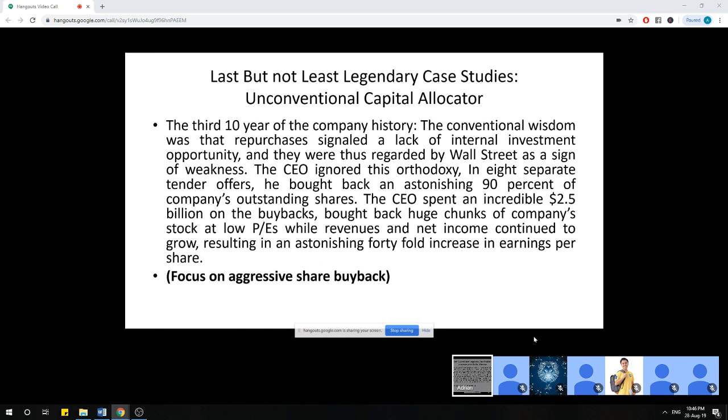So because the CEO knew his P/B ratio was low, he spent 2.5 billion over the next 10 years, keeping on with aggressive share buyback. At the end of these 10 years, this company reduced its total shares outstanding by 90%. It's like what you see in Advanced Nanotech currently, but Advanced Nanotech also cannot compare to this. Shares became extremely few in the market. Because of the share buyback, the earnings per share boosted up already.